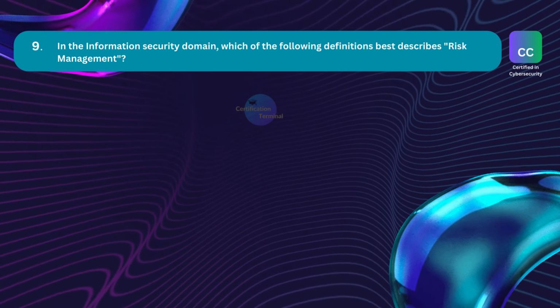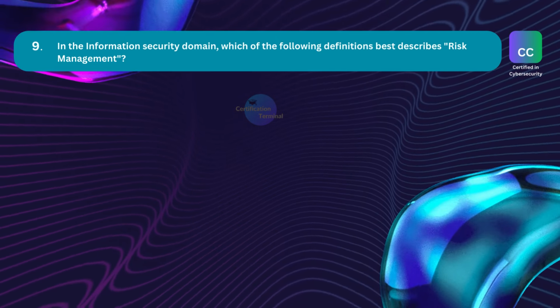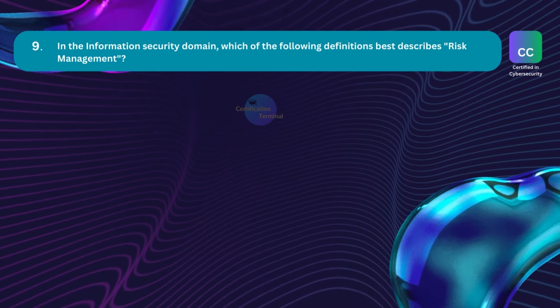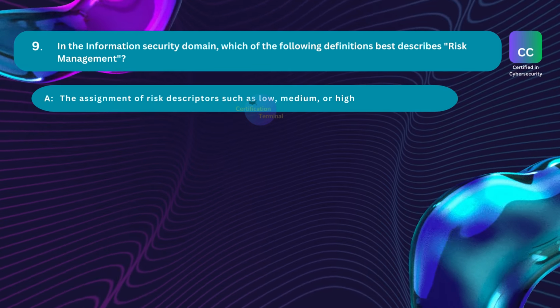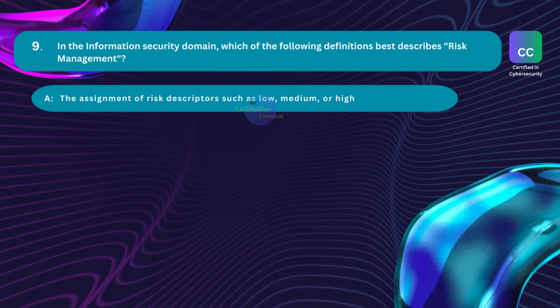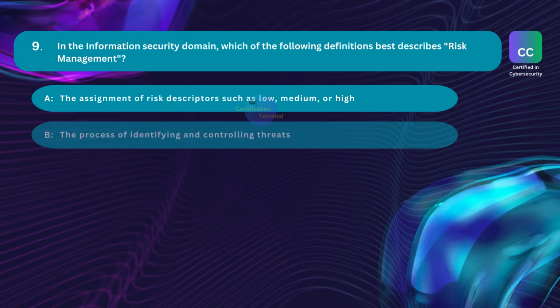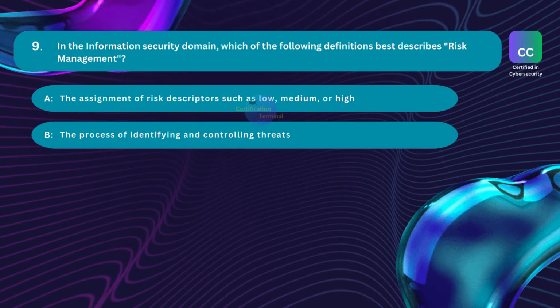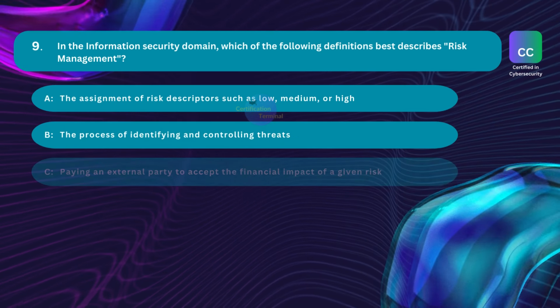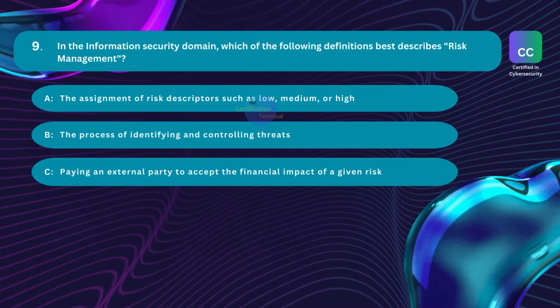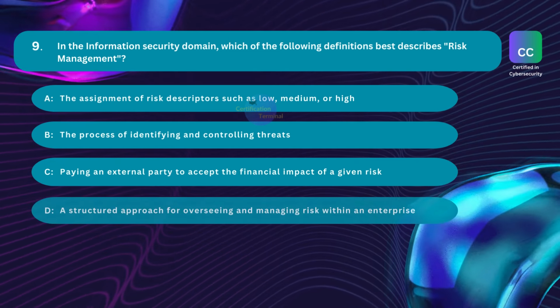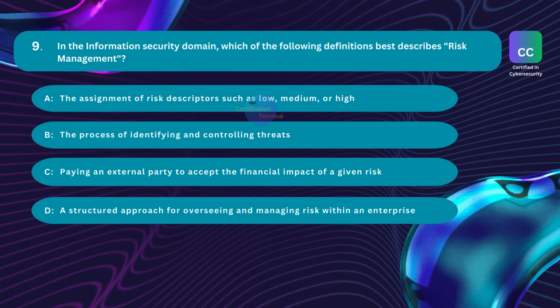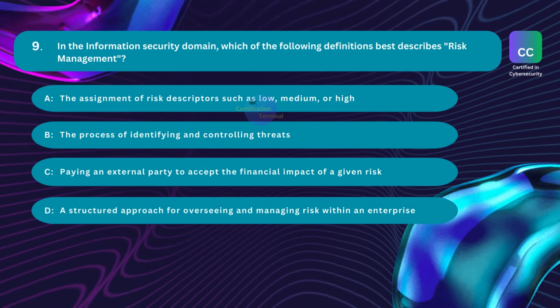Question number 9. In the information security domain, which of the following definitions best describes risk management? Option A, the assignment of risk descriptors such as low, medium, or high. Option B, the process of identifying and controlling threats. Option C, paying an external party to accept the financial impact of a given risk. Option D, a structured approach for overseeing and managing risk within an enterprise.